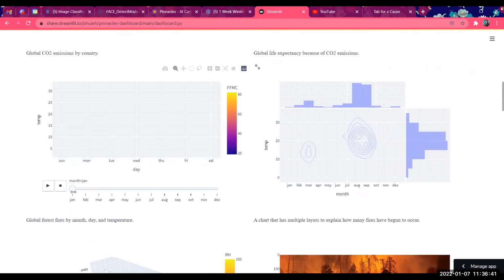Then the third graph for this case basically showed how global forest fires evolved by month, day, and temperature. So yeah, the forest fires grew in number as the months went by. And then the chart that has the circles basically has different layers to explain how many fires have begun to occur. And the more the layers, the more the fires have occurred.